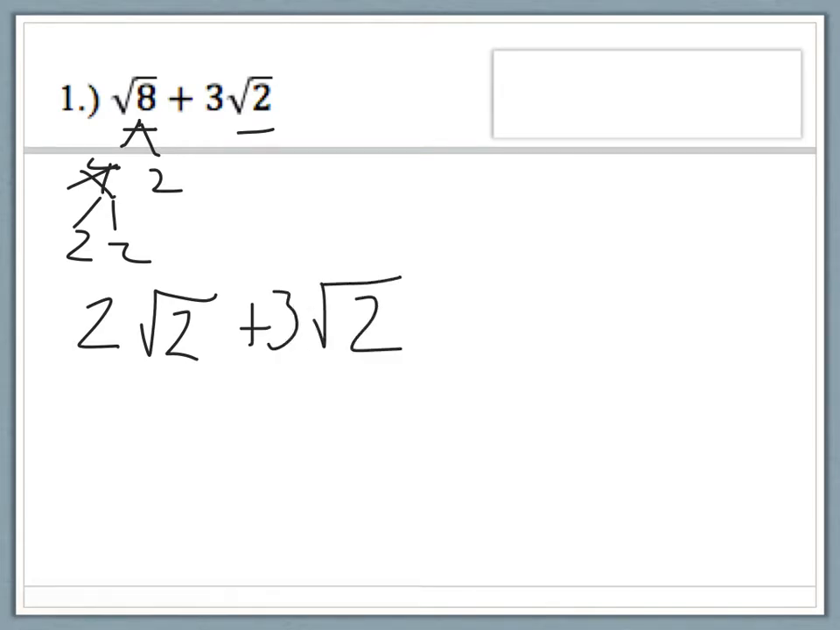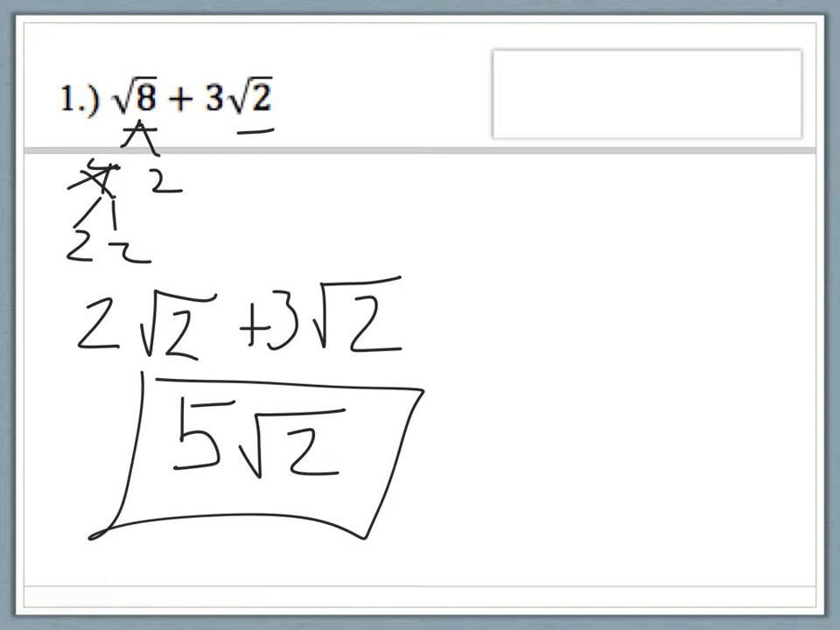Now, they kind of tricked us a little bit, but now we actually do have square roots that match. We have a square root of 2 and a square root of 2, so we just add the outside numbers. So that would be 5 square root 2. And that is our final answer. Adding and subtracting are pretty straightforward. Let's look at another example.